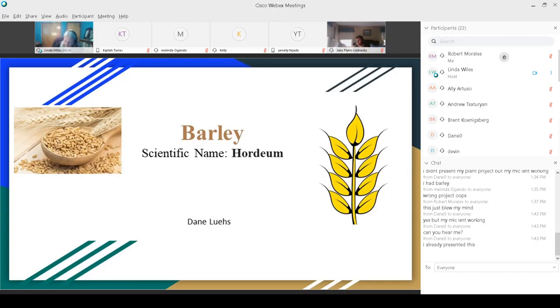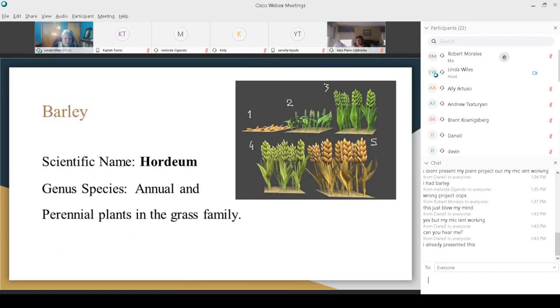All right, so here we have this. You take your plant project notes again. This is barley. The scientific name of the genus is Hordeum. And this is Dane Liu's presentation. In the upper left-hand corner, you can see a grain of barley, which for most people looks very much like a wheat stalk. Below that you can see the raw kernels in a bowl. The scientific name is Hordeum, not really showing genus and species.